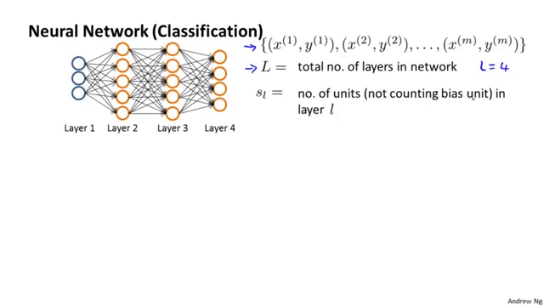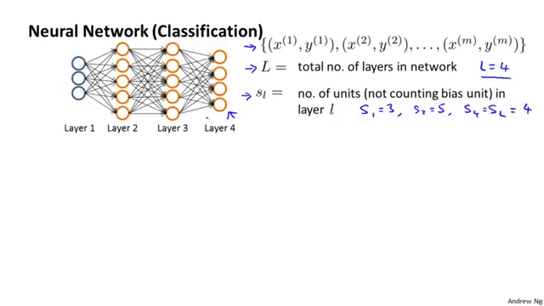And I'm going to use S subscript L to denote the number of units, that is the number of neurons, not counting the bias unit in layer L of the network. So for example, we would have S1, which is the input layer, equals 3 units, S2, in my example, is 5 units, and the output layer, S4, which is also equal to S_L because capital L is equal to 4. The output layer, in my example on the left, has 4 units.